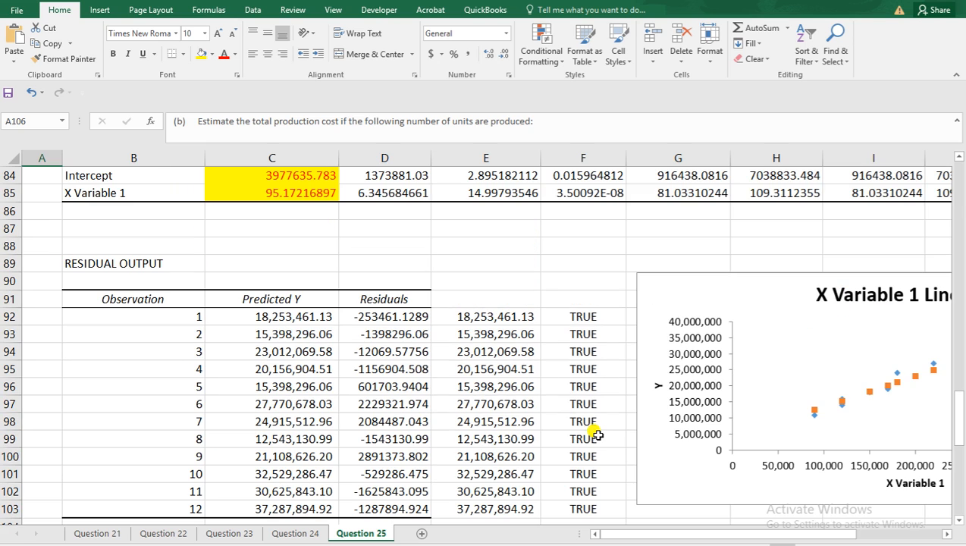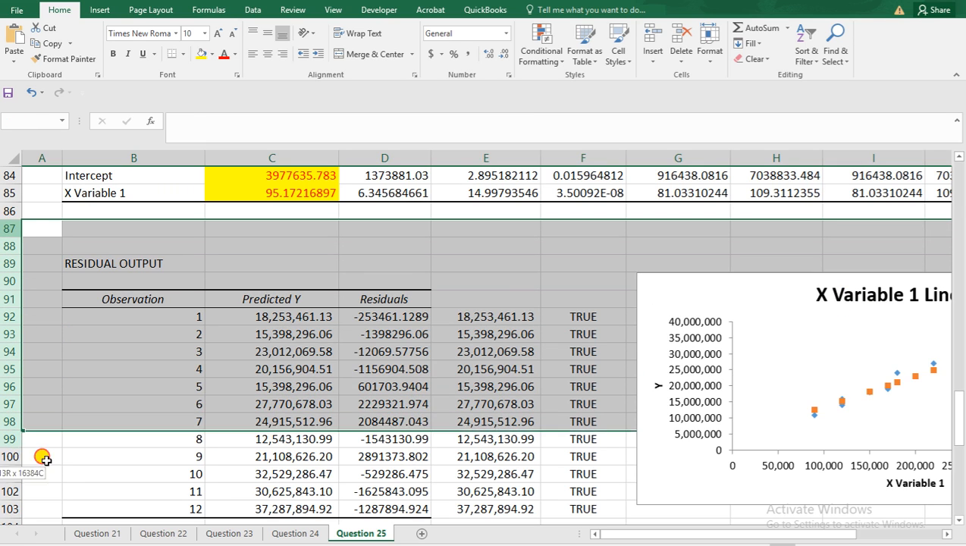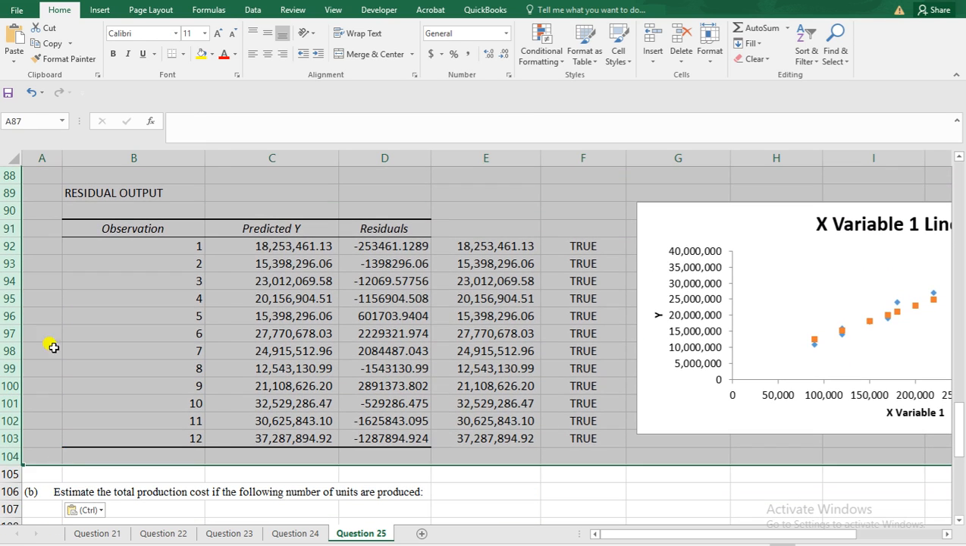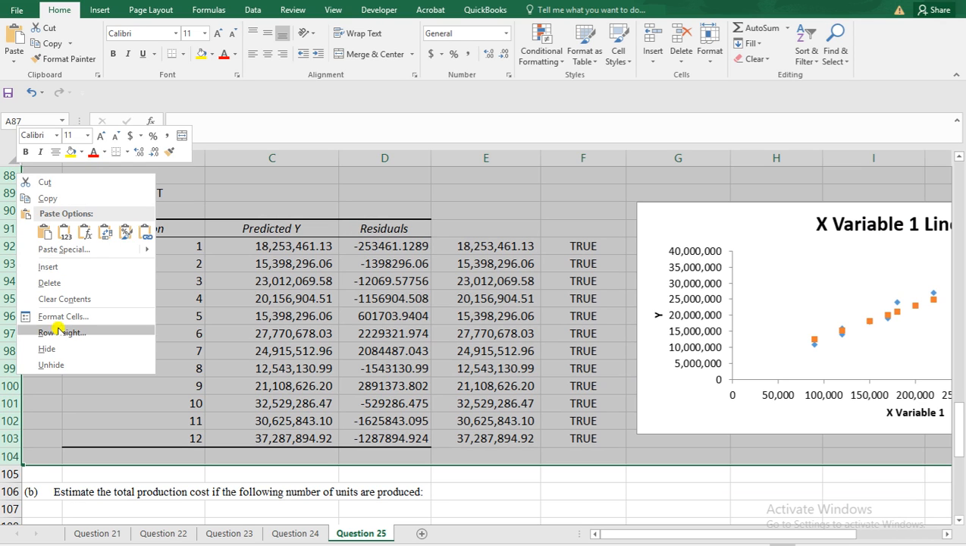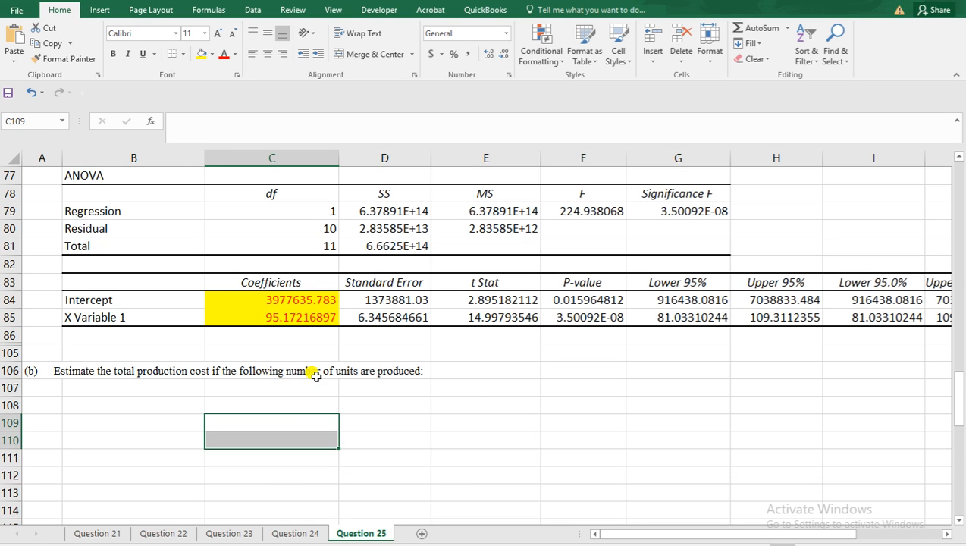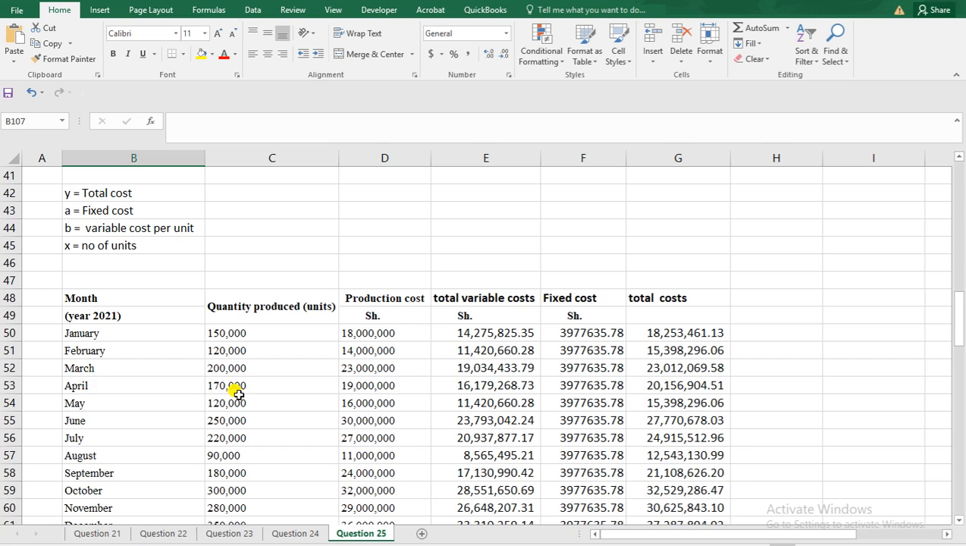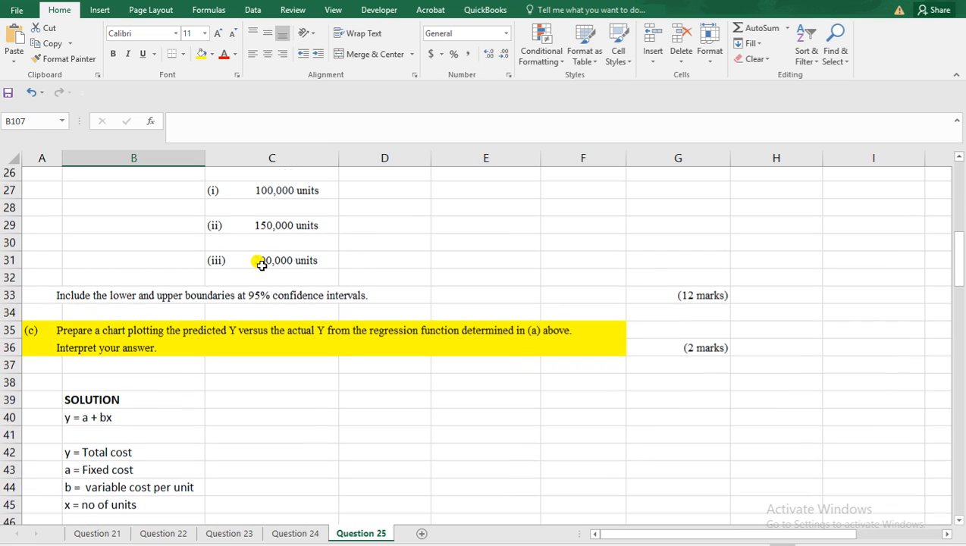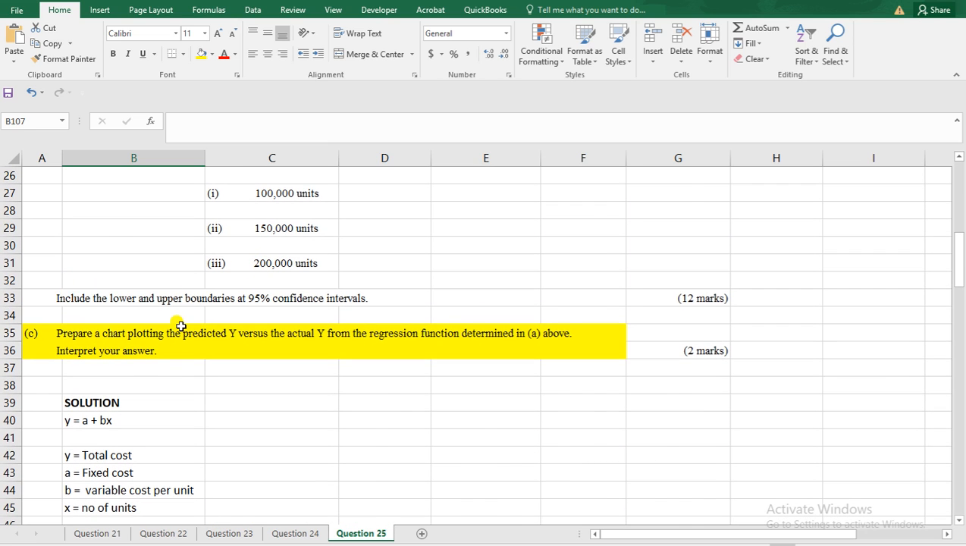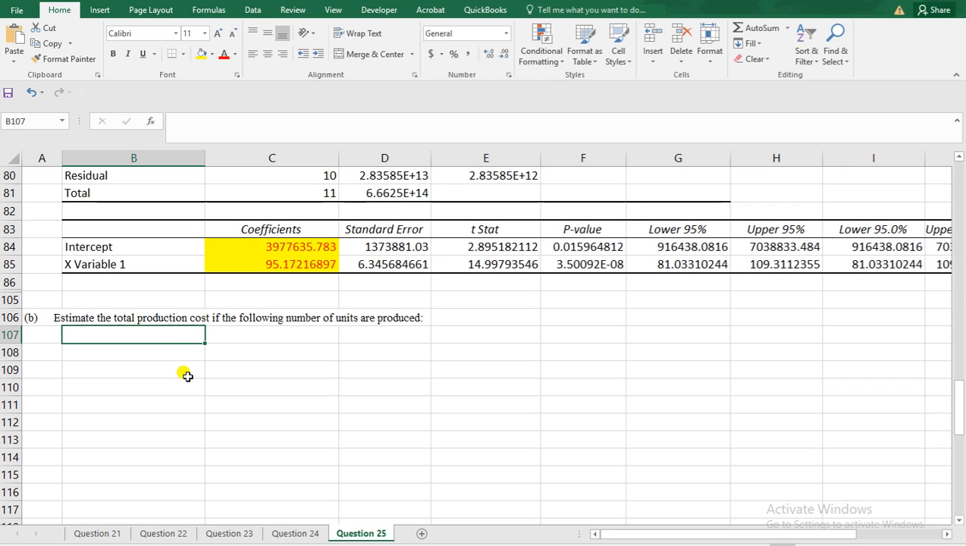Can you allow Mwalimu to hide this bit? Because you're done with it, it won't assist us much as we proceed. So I'm just going to hide it, and we're going to unhide it as we proceed. We need to estimate the total production cost if the following number of units are produced: 100,000, 150,000, and 200,000.